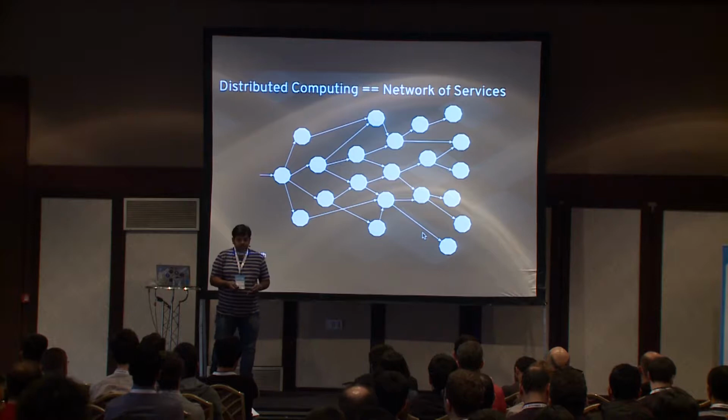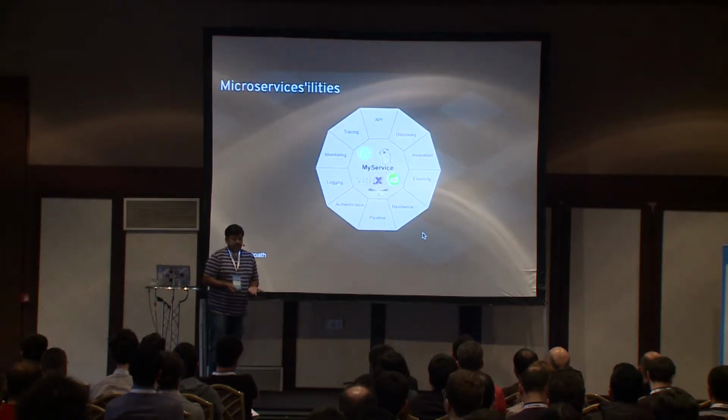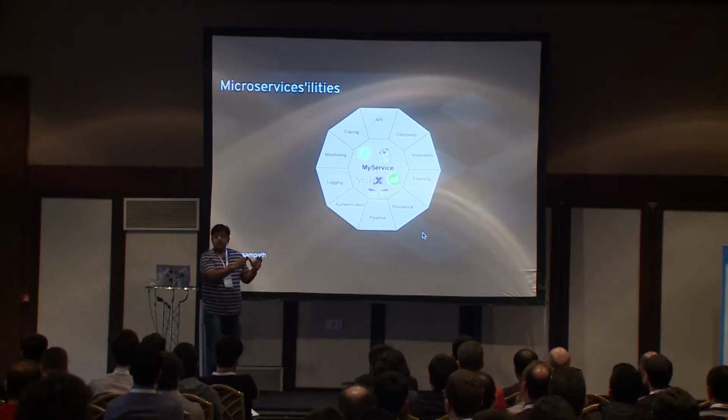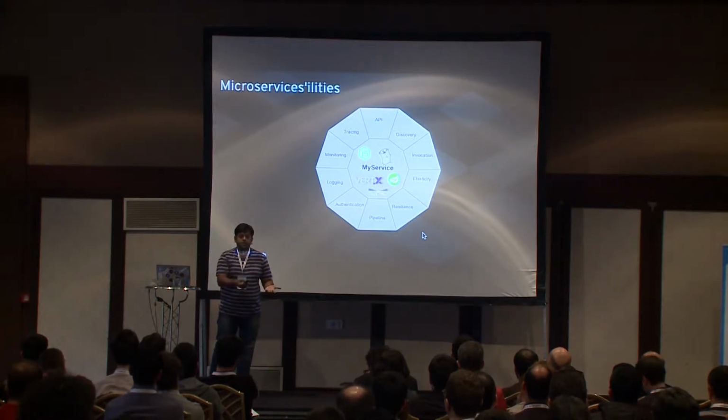So if it's a network of services, what properties should a typical microservice exhibit? This is not the entire list, but these are the very basic ones that any microservice should have to be called a microservice.